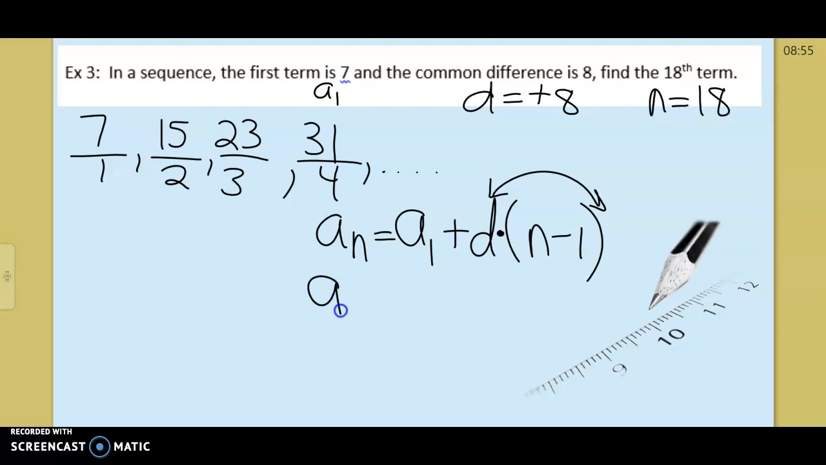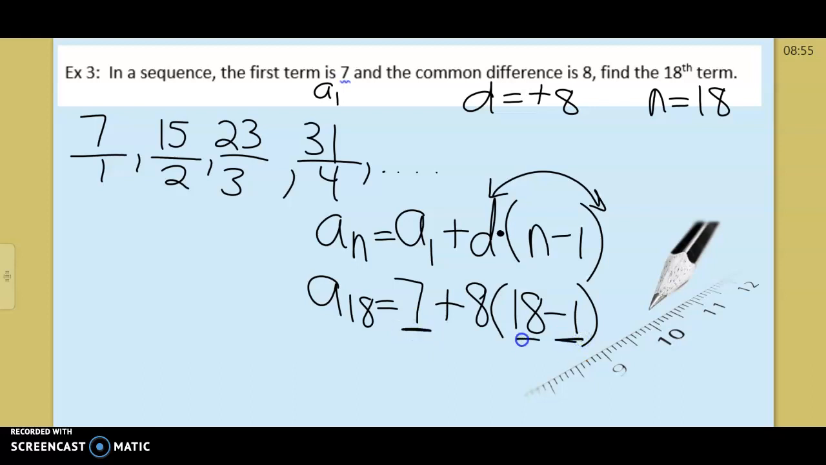Let's go ahead and plug in some values. We got the 18th term that we're looking for. We know that the first number was 7. We are increasing by 8, and we're going to do that 1 less than the number we're trying to find. Okay? So if we're on the first step, if we know the first number, we can do it 1 less than what we're trying to find. So a sub 18 is equal to 7 plus 8 times 17.